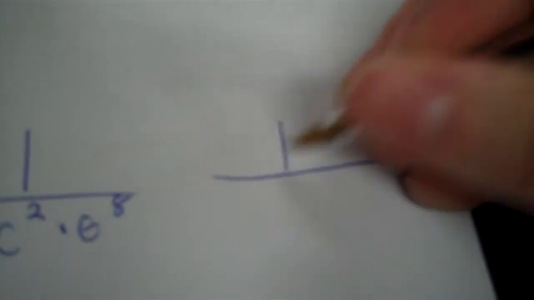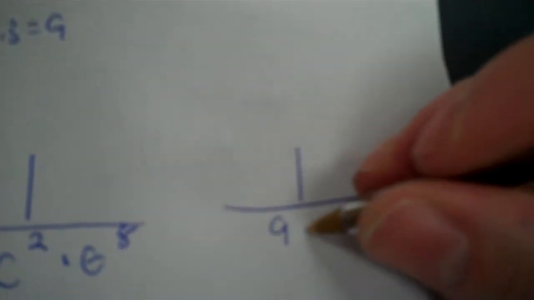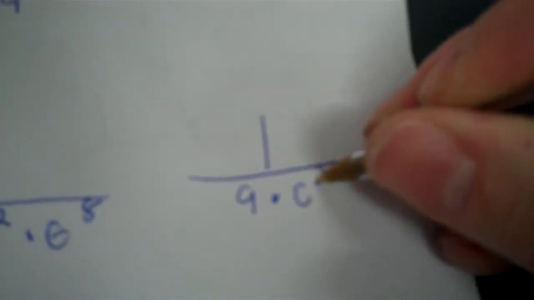Okay, that's a switch. So move the 3 to the bottom, the negative 2 becomes positive 2. That's a switch. Move the c to the bottom, the negative 2 becomes positive 2. And that's a switch right there on the negative 8. So 1 over the top. So we have 1 on top, then 3 to the second, that's 3 times 3, and that's 9. And then my denominator is c to the second times e to the 8th.